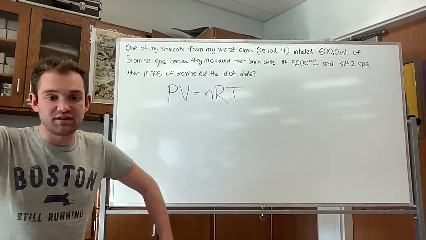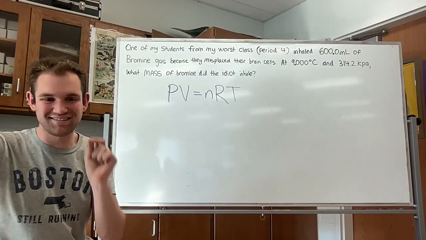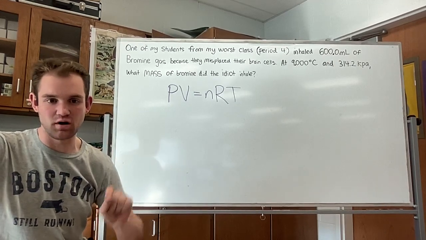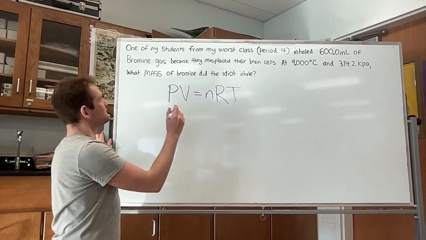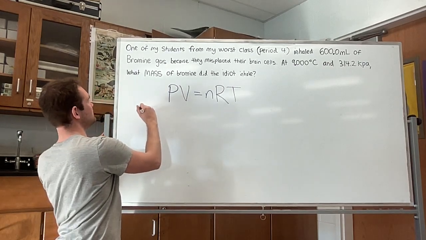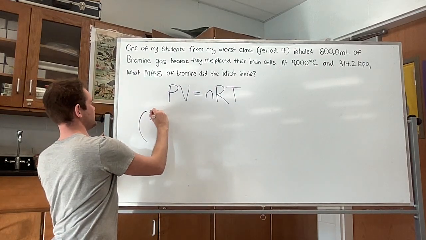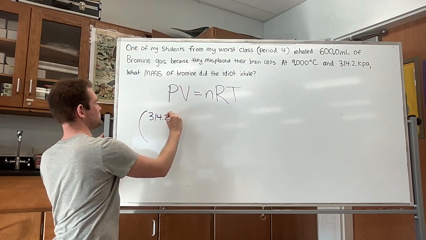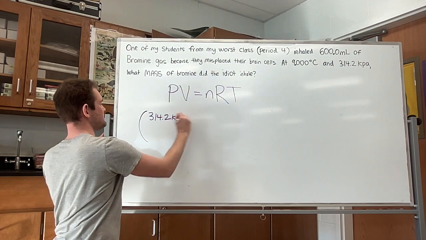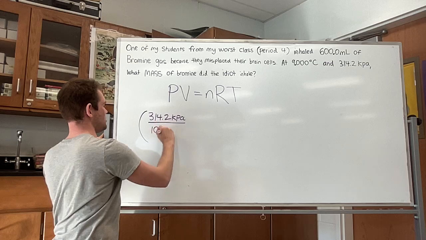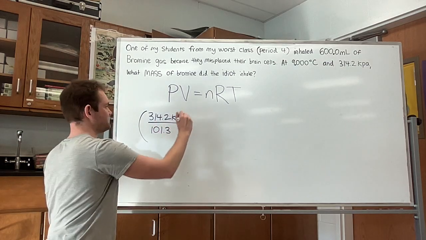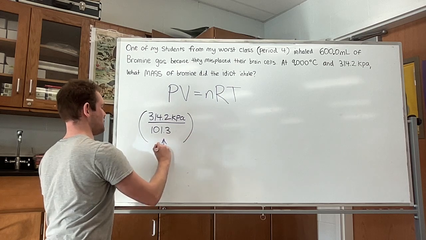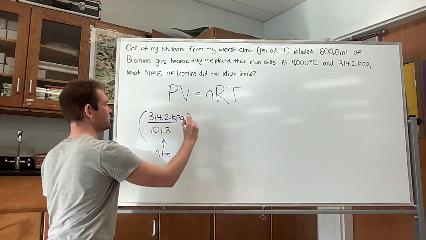So there's a couple numbers we're going to need here. In this equation, your pressure has to be in atmospheres no matter what if we use our R value. So here we go. Pressure is going to be 314.2 kilopascals, and we know that there are 101.3 kilopascals in an atmosphere. So now we are in atmospheres here.